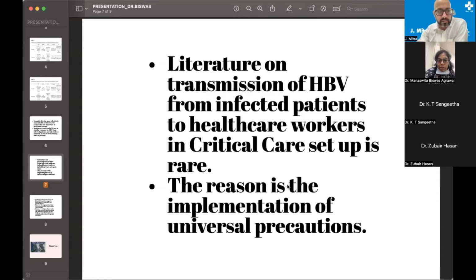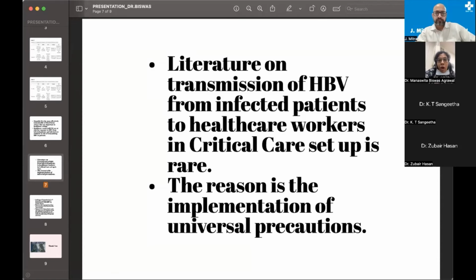So there is very little literature. There's almost no literature, at least in the Indian setting. I found a few European studies, but those were also a decade old. One study from Denmark was specifically on critical care patients acquiring HBV, and that ended. Their latest study guideline is up to 2018. It has not been updated after that.